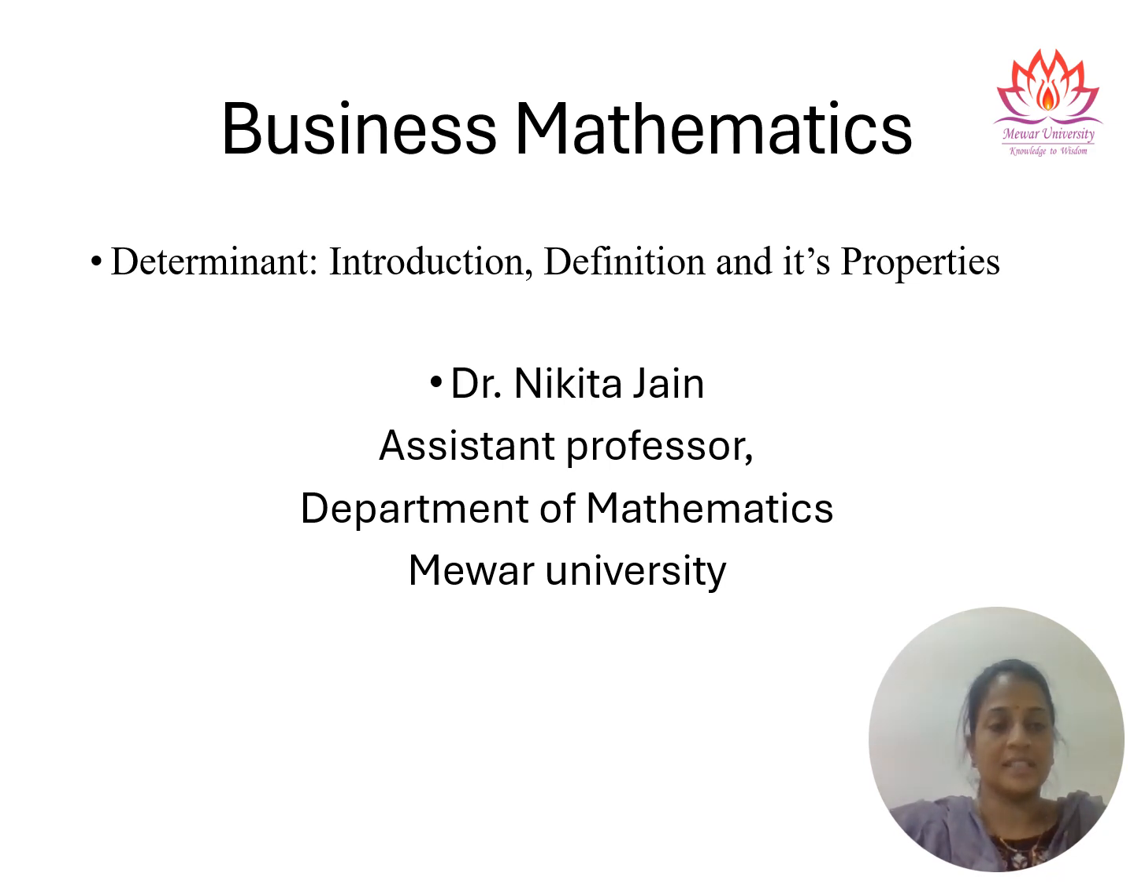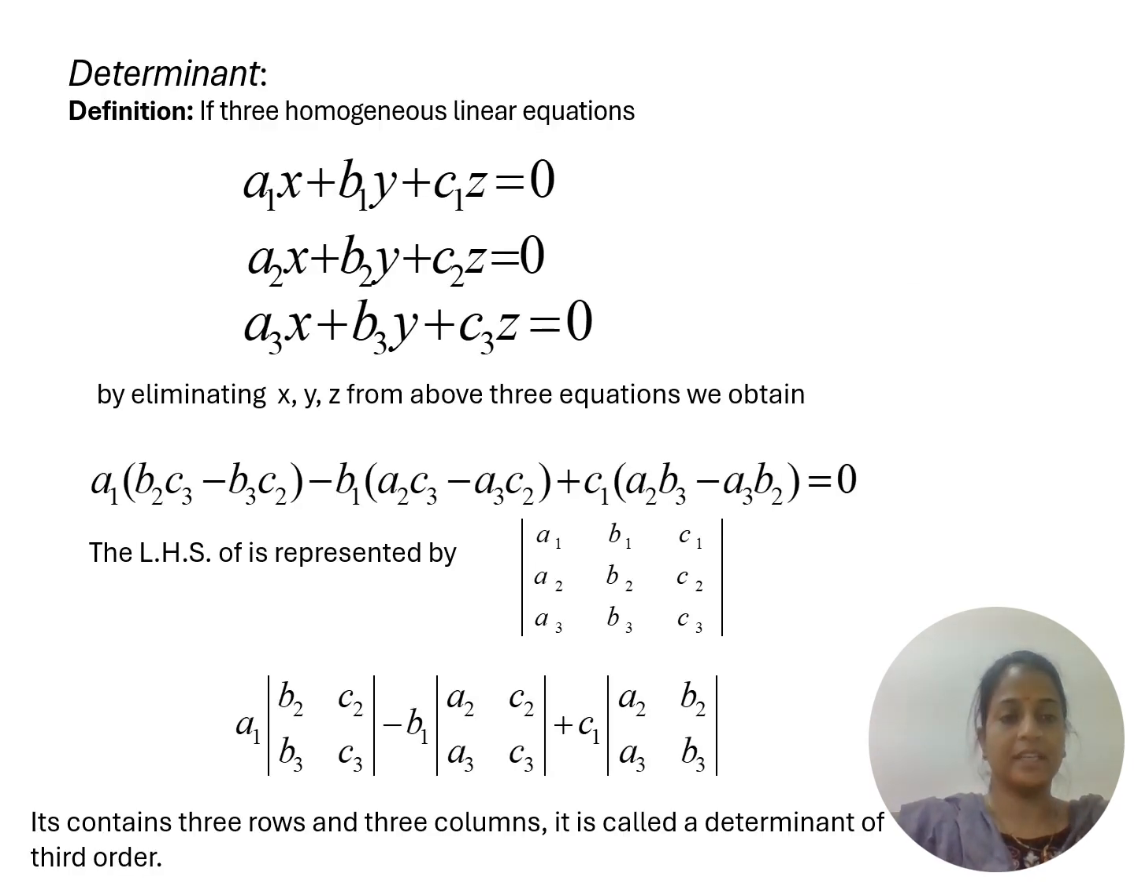In this video, we discuss the topic determinant. If three homogeneous linear equations a1x + b1y + c1z = 0, a2x + b2y + c2z = 0, a3x + b3y + c3z = 0, by eliminating x, y, z from the above three equations, we obtain a1(b2c3 - b3c2) - b1(a2c3 - a3c2) + c1(a2b3 - a3b2) = 0.